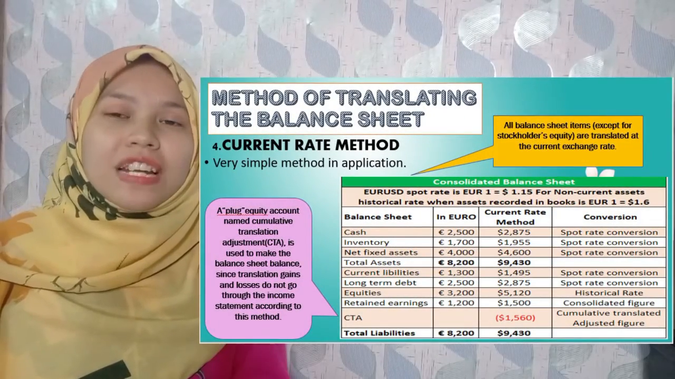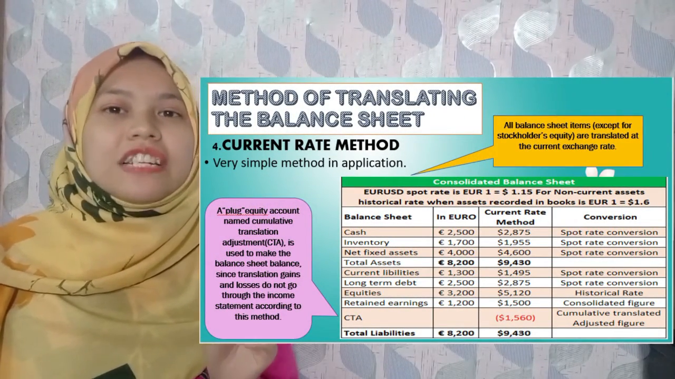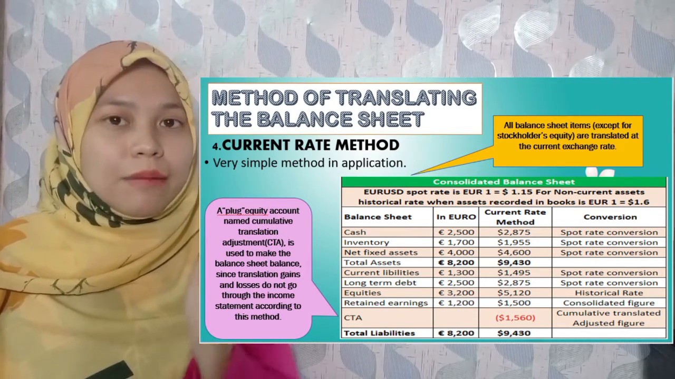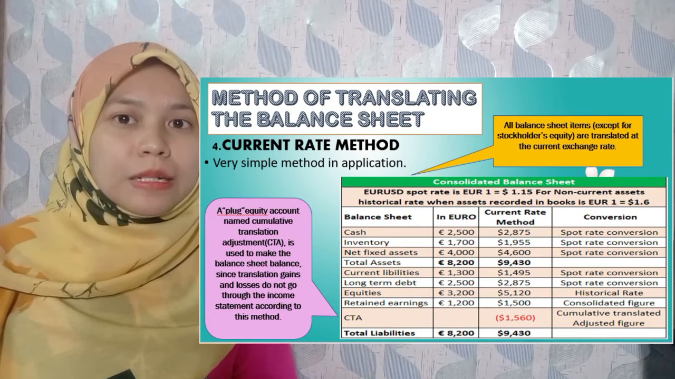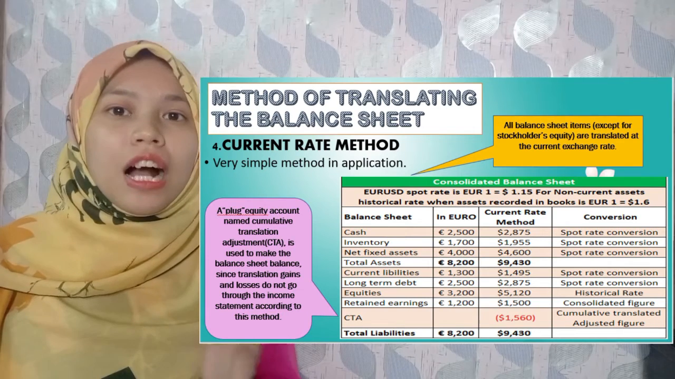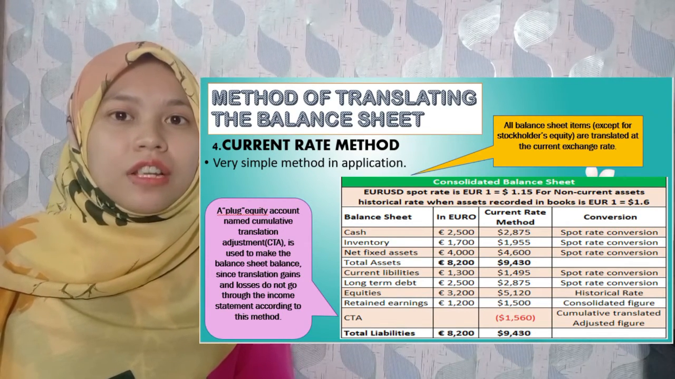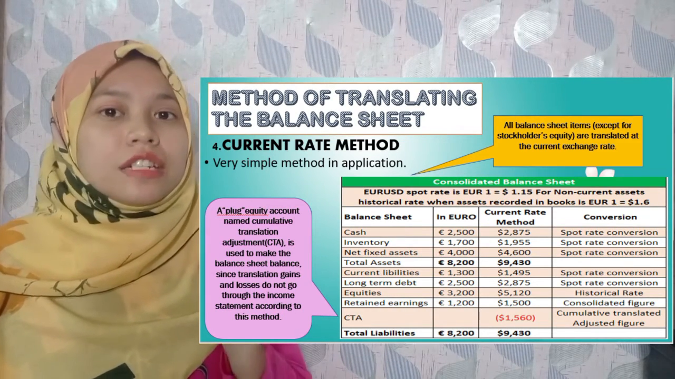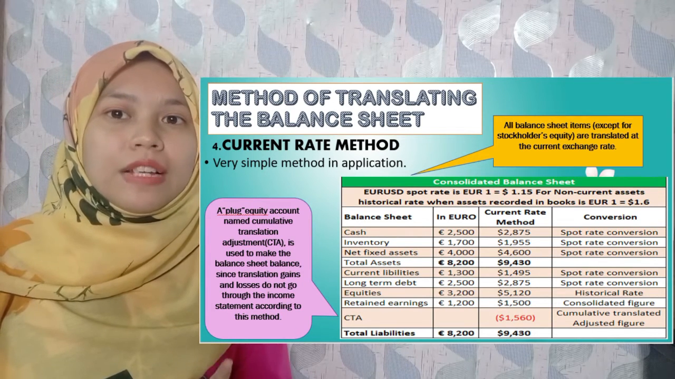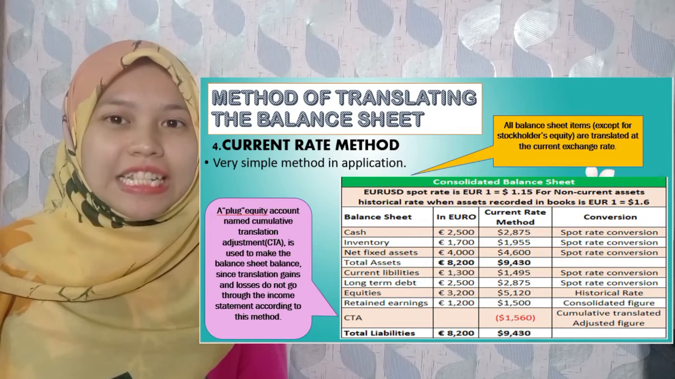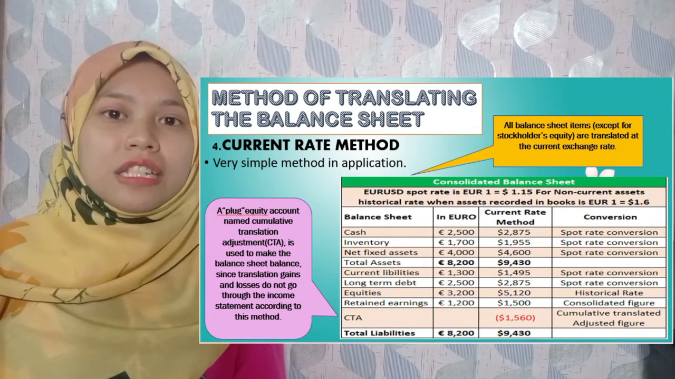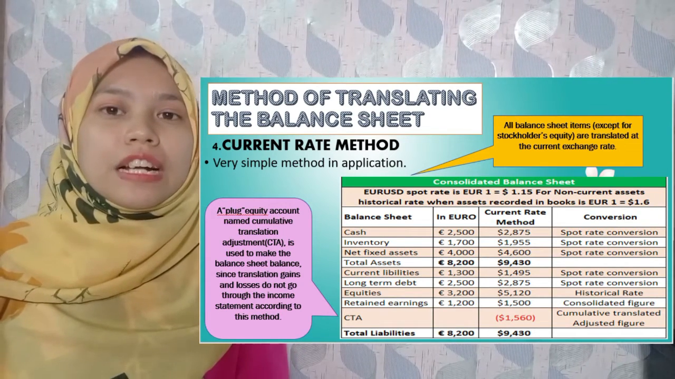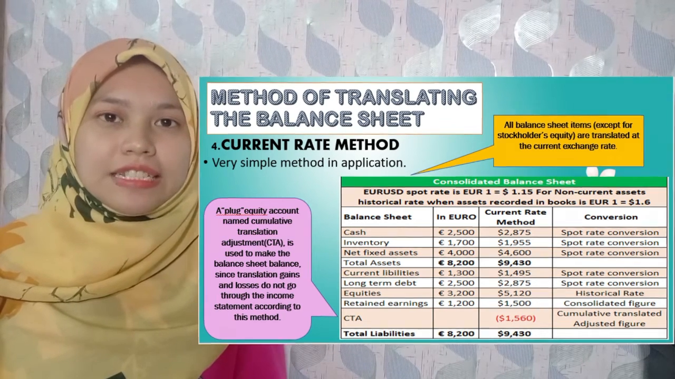The last method of translating the balance sheet is the current rate method. It is a very simple method in application. The table shows that all balance sheet items except for stockholders' equity are converted at the current exchange rate, which is the spot rate, equal to 1.15 USD. A plug equity account named Cumulative Translation Adjustment (CTA) is used to make the balance sheet balance, since translation gains and losses do not go through the income statement according to this method.